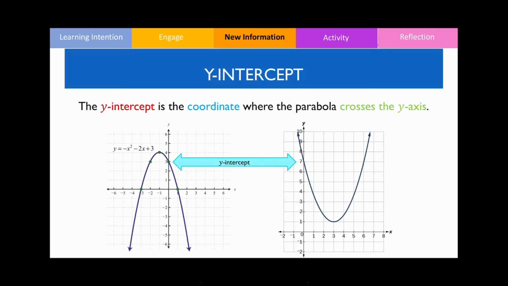And lastly, the last key feature we're going to be looking at is the y-intercept. As you guys are already aware, the y-intercept is the coordinate where the parabola crosses the y-axis. I'd like to emphasize again that when a question asks you to sketch the graph, make sure you are labeling your y-intercepts as a pair of coordinates, okay? So this is how you should be representing this graphically.